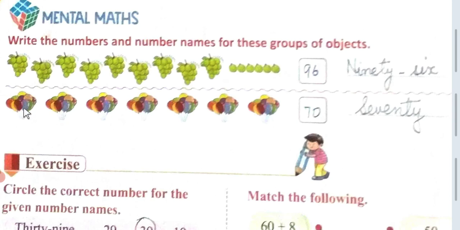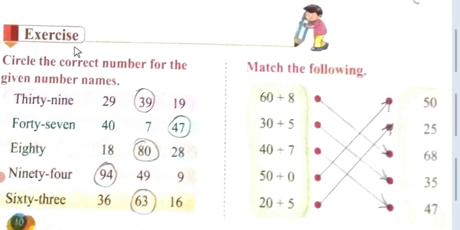Now see the balloons, 1, 2, 3, 4, 5, 6, 7. You cannot count the balloons because they are too smudged. So there are 7 groups of bunches. So you write 70 here, and the name of the group is 70, SEVENTY. So now you can see the exercise.